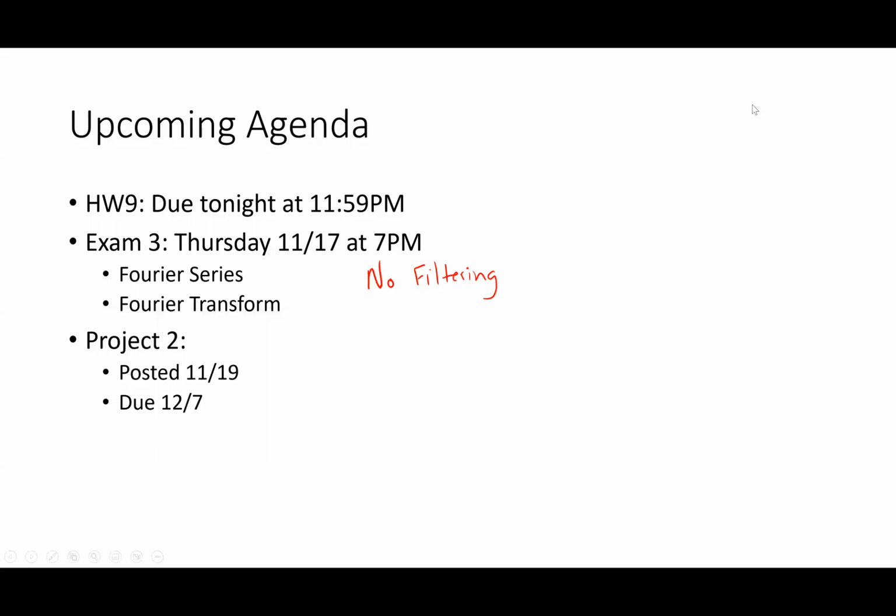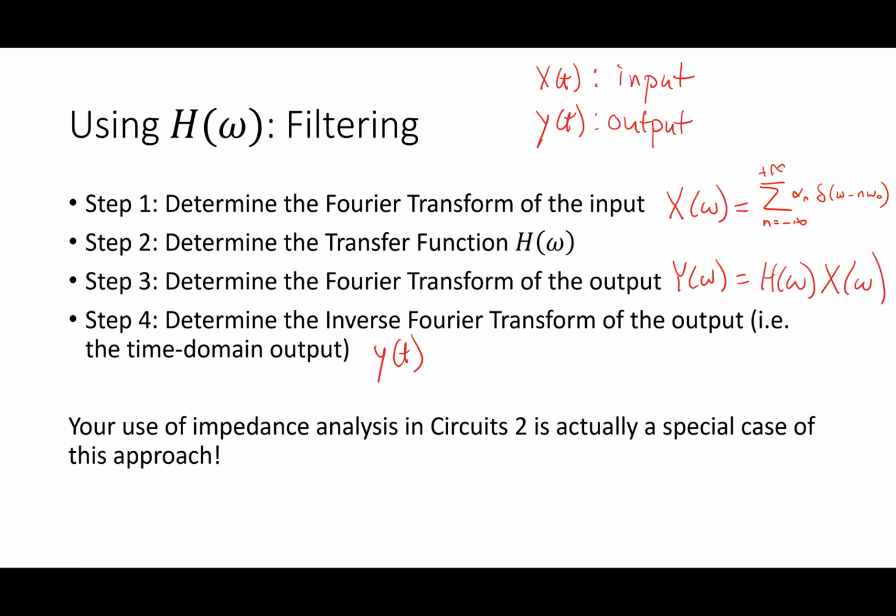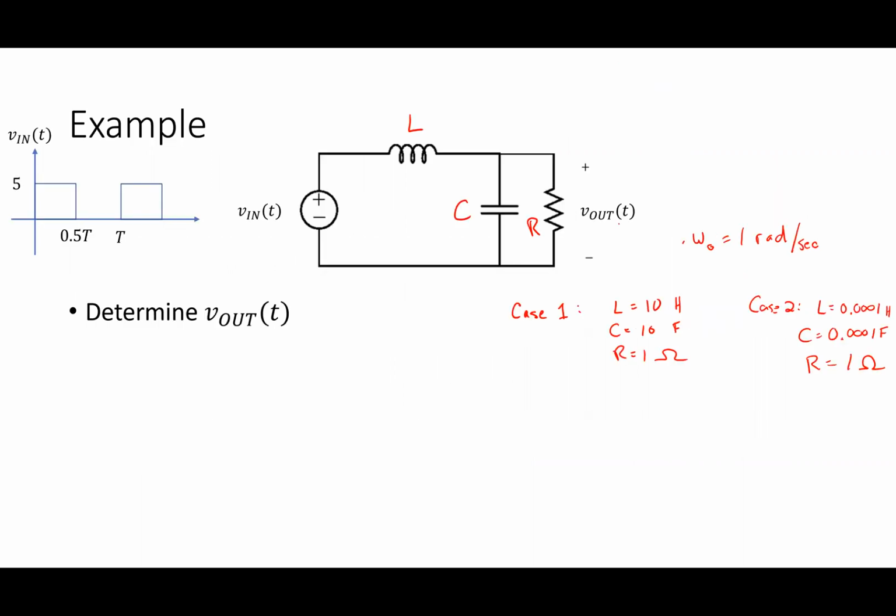Okay, so what we've been talking about the last couple of lectures is the idea of filtering. We introduced it, I think last Monday, and basically outlined this four-step process. So if we have a system, and a system meaning a circuit like what I have here, which I'm going to look at in a little more detail in a second.